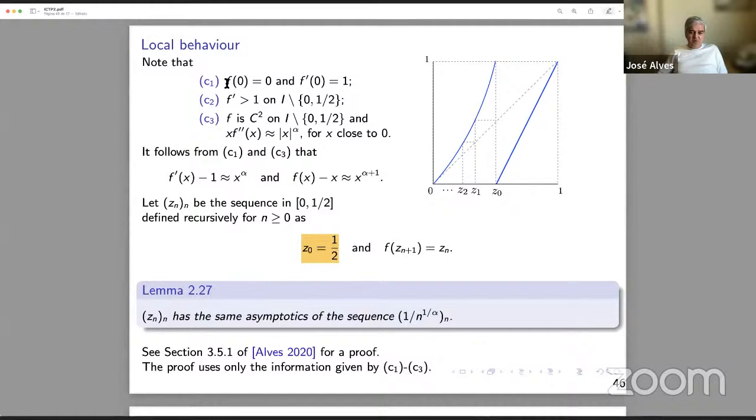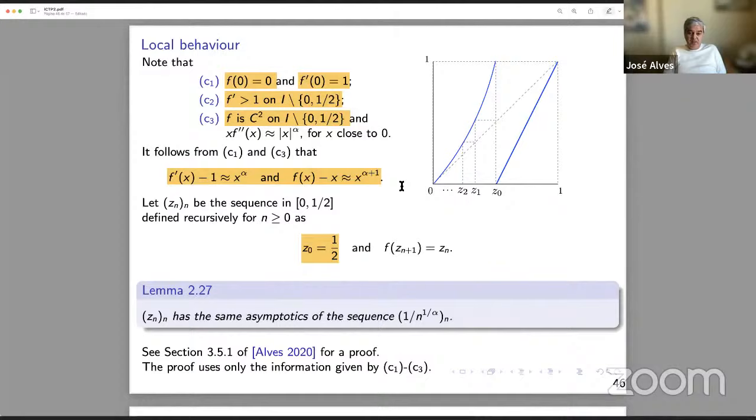So the important information is zero is a fixed point and the derivative in zero is one. Also, the derivative is bigger than one everywhere out of zero, and out of one half because it's not smooth in this case. And F is C2 out of these two points. And we have this order for the second derivative. Well, a simple calculus exercise, using this and integration, the fundamental theorem of calculus, we can deduce these two conclusions. So f prime minus one is of order x to the alpha, and f minus x is of order x to the alpha plus one. And with these orders, we can have some useful conclusions, and essentially it is these orders that we use.